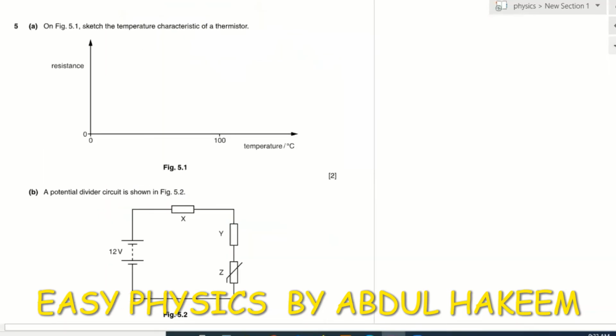Next question: on the figure, sketch the temperature characteristics of the thermistor. Initially at zero temperature its resistance is maximum and it gradually decreases. So we have to draw the graph curved, not a straight line, and not touching the x-axis. This is also called the NTC, negative temperature coefficient, graph.